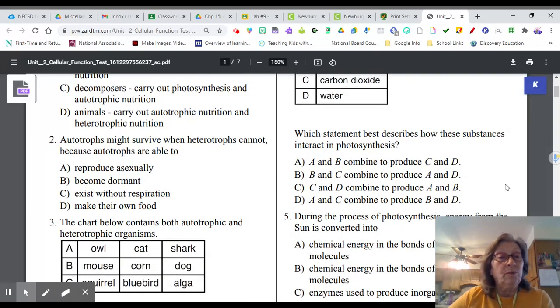Question number 2. Autotrophs might survive when heterotrophs cannot because autotrophs are able to A, reproduce asexually, B, become dormant, C, exist without respiration, or D, make their own food.